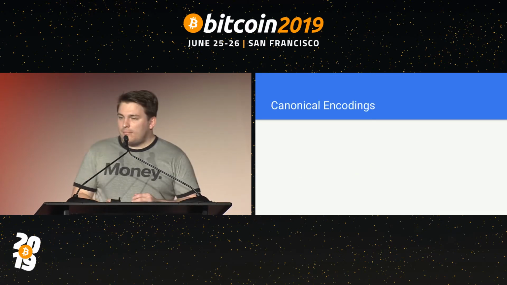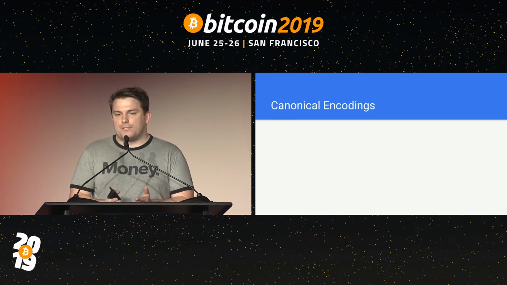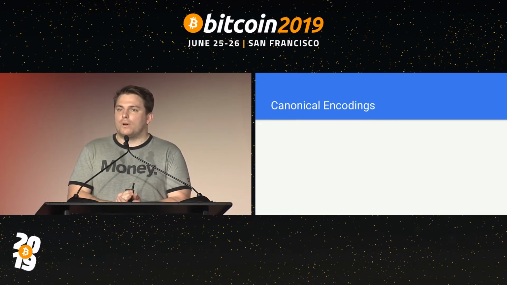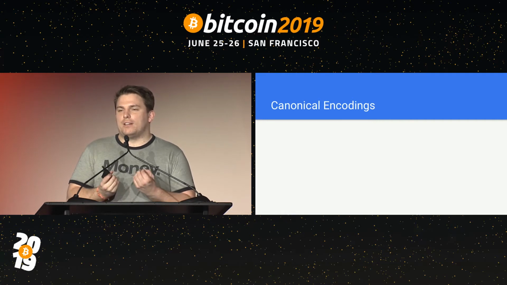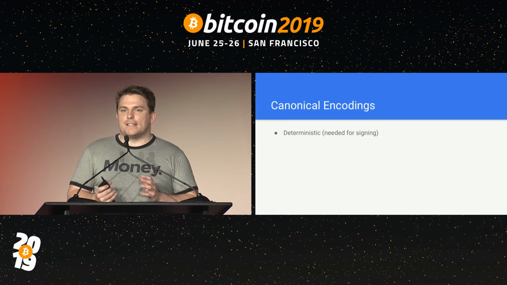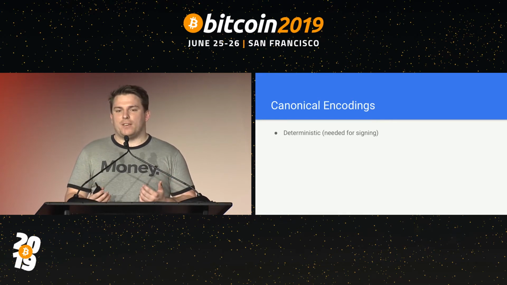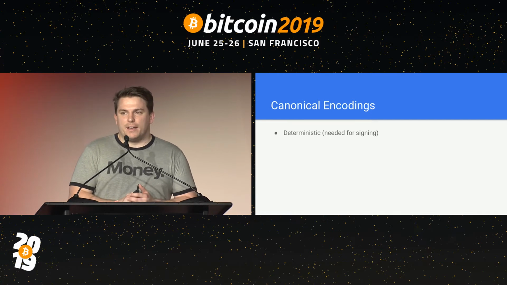Let's see. So now, getting to the reason why we couldn't use protobuf, one of the challenges that we had is how to develop a canonical encoding. And a canonical encoding is, in a sense, a deterministic encoding. So when you have a message and different people encode it, it always needs to come out to the same thing. And this needs to be true even if I don't understand what the types are.